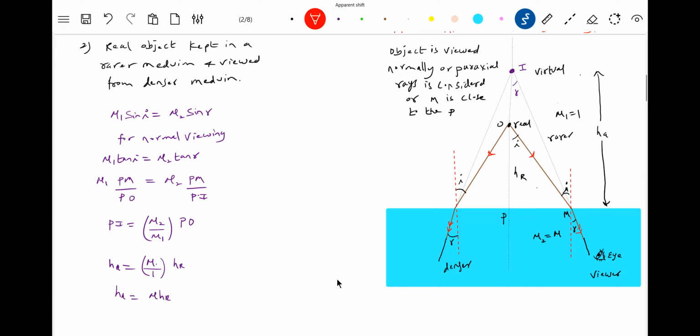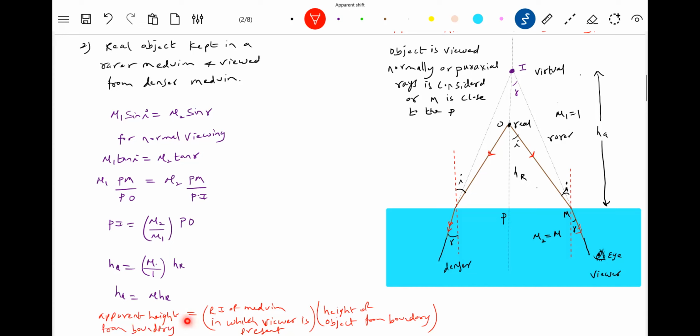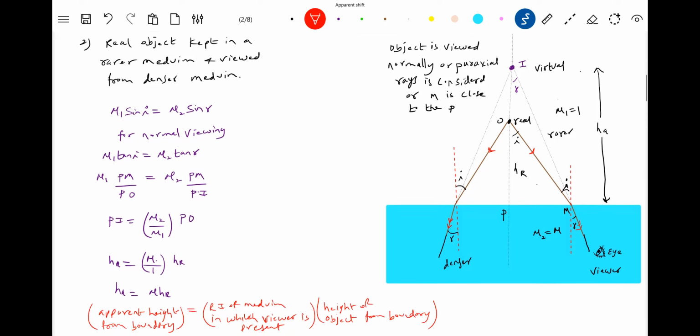So what is the conclusion? Apparent height is equal to the refractive index of the medium in which the viewer is present times the height of the object from the boundary. Okay, HR will write it.